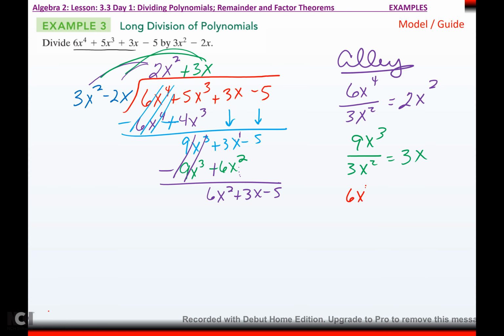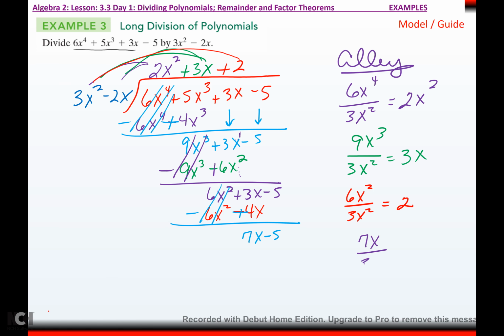And we have 6x squared divided by 3x squared, which would be positive 2. Multiply down. Positive 2 times 3x squared is 6x squared. Positive 2 times negative 2x is negative 4x. But when I draw the line, I change both signs, and the squares cancel, and I add and I get 7x minus 5.